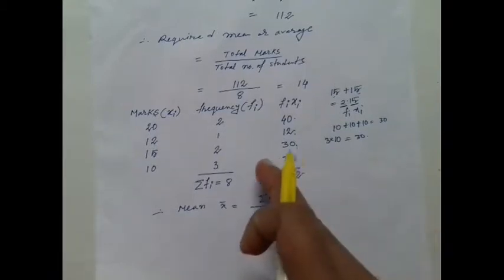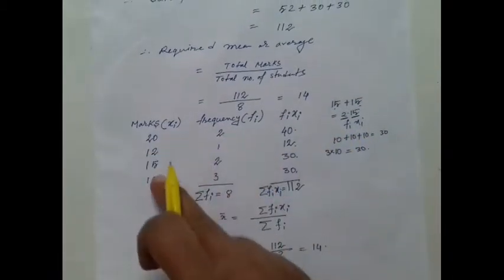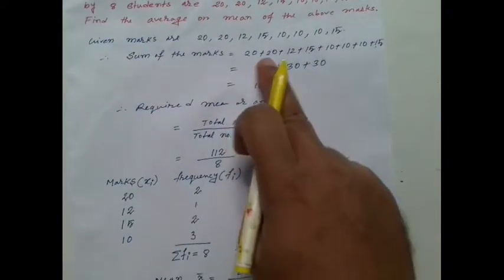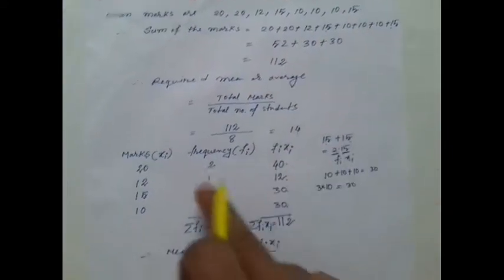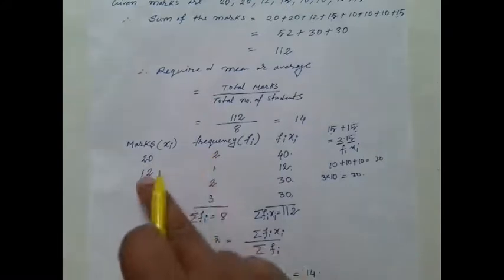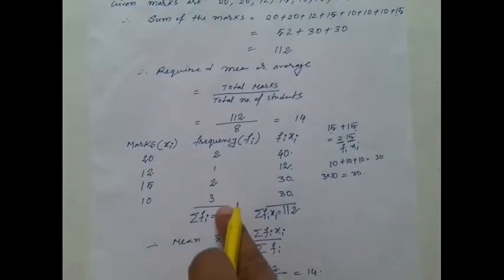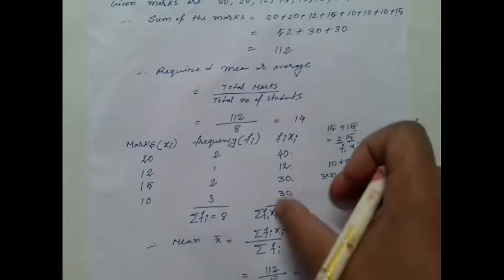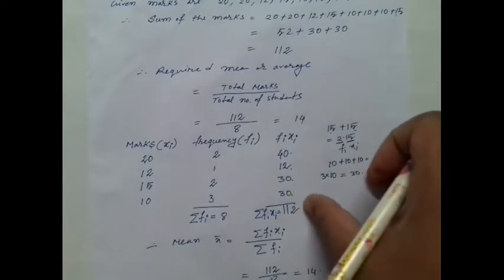So here only one thing is changed, that is the way of adding to get the total marks. In the previous process we added them one after another, but here we have considered how many 20s, how many 12s, how many 15s, how many 10s. We have added them separately, and then we added the whole thing, and we got the whole answer.